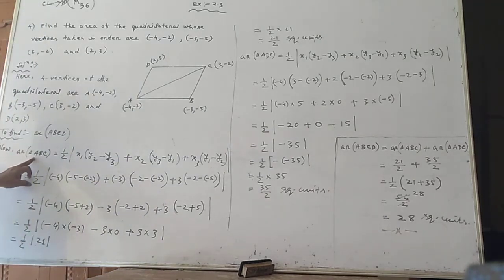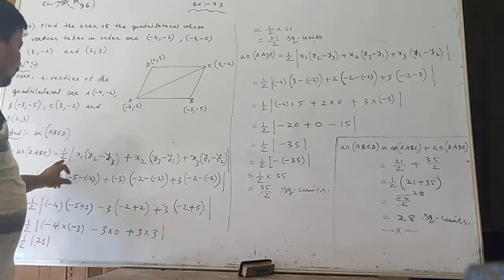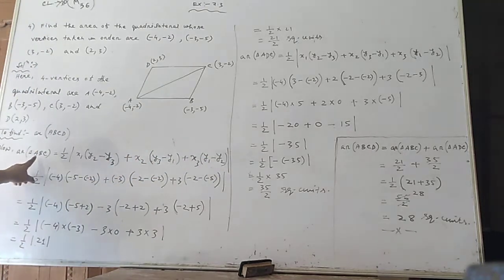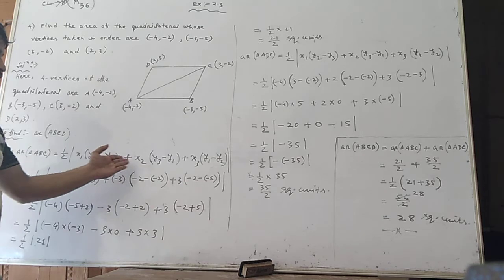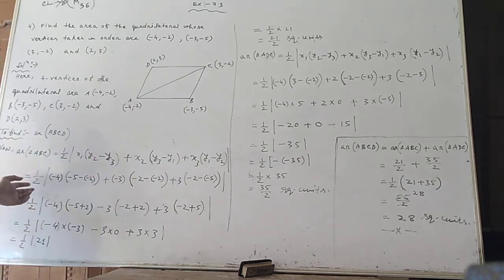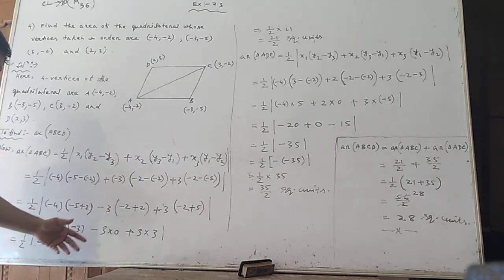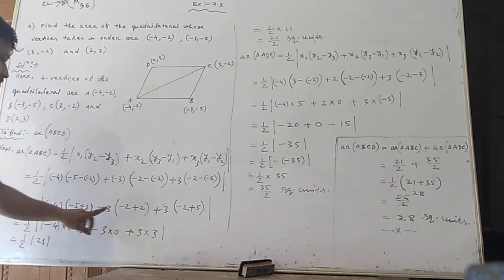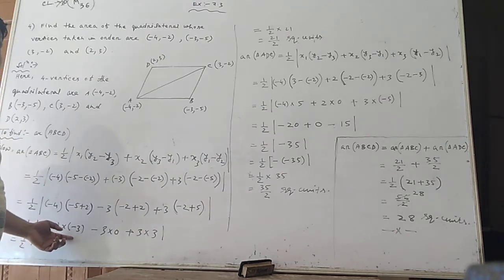You see, area of triangle ABC is half, then the area of triangle formula, where A is (x1, y1), B is (x2, y2), C is (x3, y3). That way you just have to put the values in the formula, and the calculation part you already know, I have shown. And on this side there is a modulus. Modulus means it is used for absolute value.